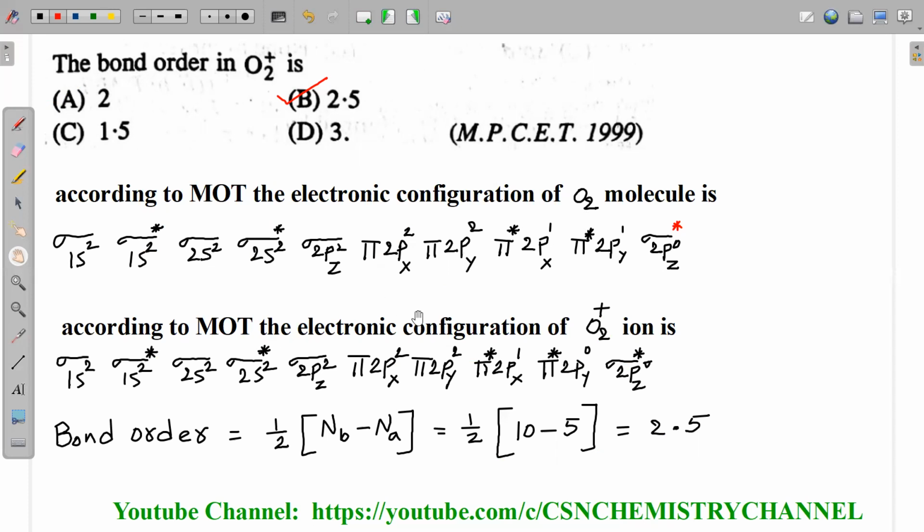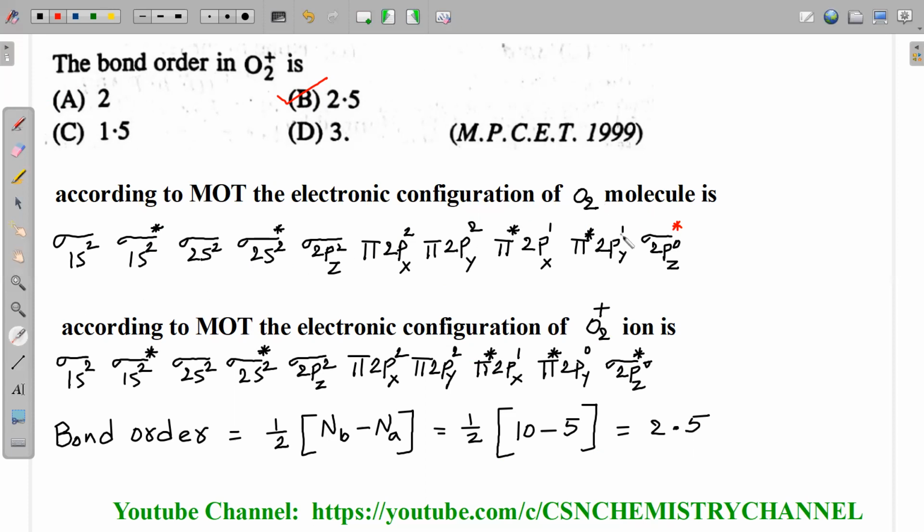And coming to the O2 plus ion, it indicates removal of one electron. From where do we have to remove the electron? From the valence orbitals. Here among all these orbitals, what is the valence orbital? Pi star 2py is the valence orbital. From this anti-bonding molecular orbital, we are going to remove this one electron.